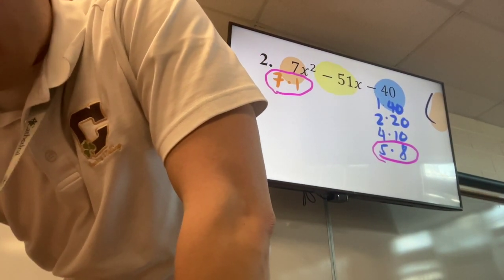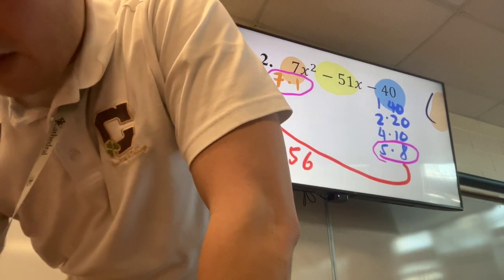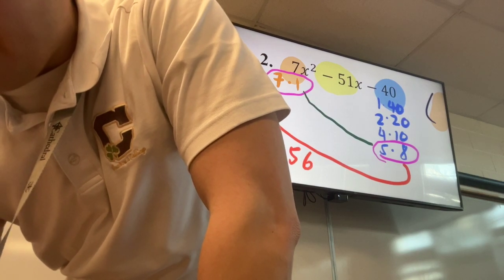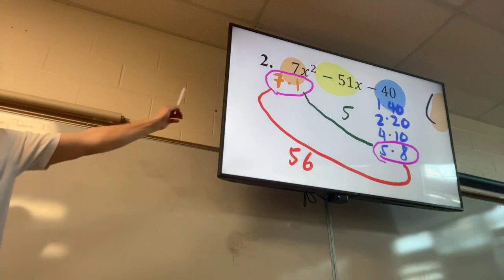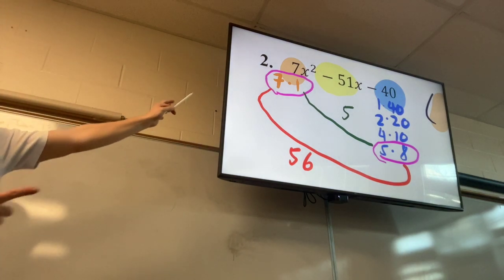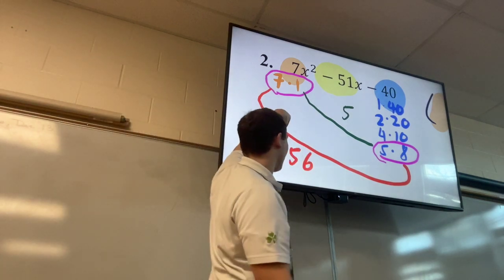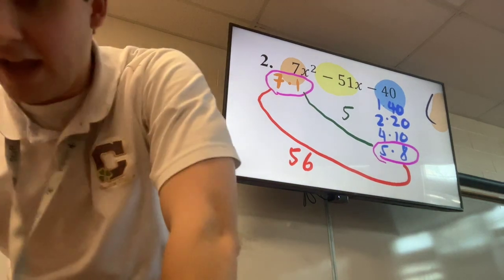All right, so when I multiply those outer numbers together, I'm going to get 56. When I multiply those inner numbers together, I'm going to get 5. Okay? All right, what do I want to have left over in the middle? Minus 51, right? So do I want the 56 or the 5 to be negative? The 56. I want the 56 to be negative. Okay?